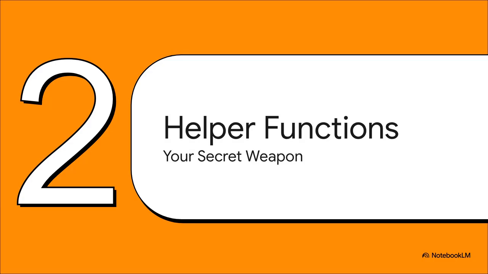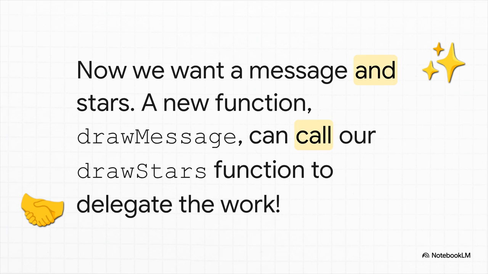And that brings us to our next section, meet the helper function. This is about to become your new secret weapon. Think of it like this. Instead of having one person try to do everything, you hire a specialist to help out. So let's say we want to show a message and our stars. We can make a new function, let's call it drawMessage. It'll handle all the text stuff, but when it's time for the stars, it doesn't try to draw them itself. No way. Instead, it just calls our drawStars function. It basically delegates the task.